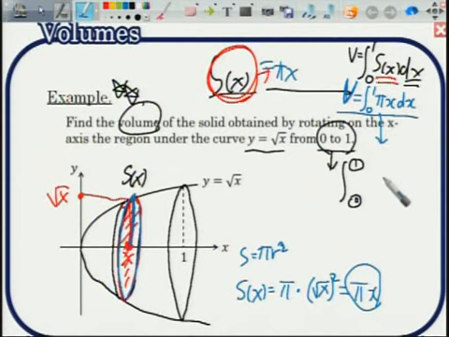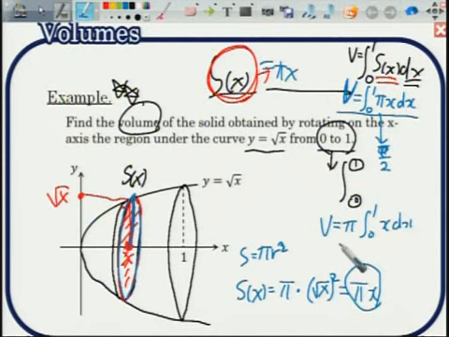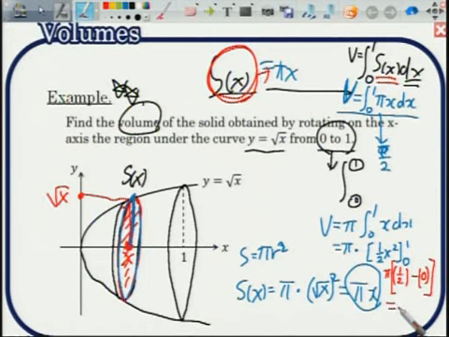And we have to integrate this. Pi is a constant, so pi will come out here, and the integral from 0 to 1 of x dx, which is pi times 1 over 2 x squared from 1 to 0. So the final answer will be pi over 2, right? It'll be pi over 2.